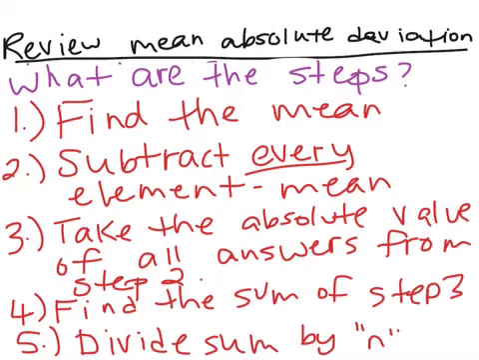But we're talking about the average, so in step 4 we take the sum of all of the values from step 3. And since we're finding the average, we have to divide by the total number of elements. So in step 5, we take that sum we just found and divide it by n, otherwise known as the number of values in our data set. So let's take a look at another example so you can see this done one more time.